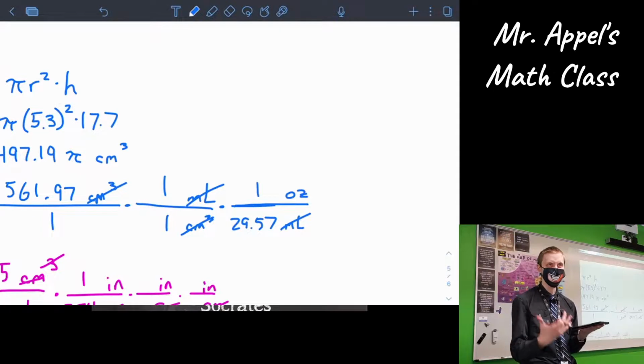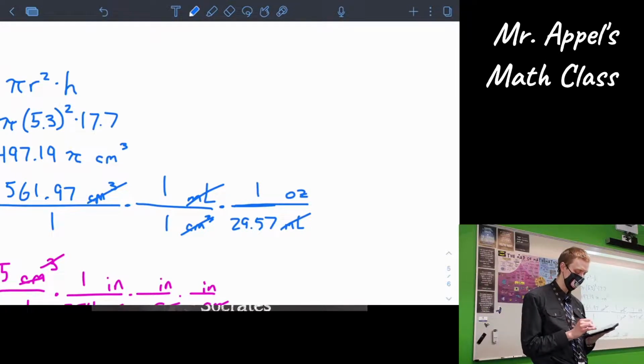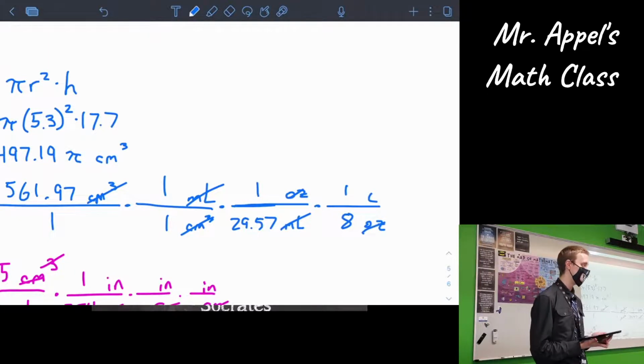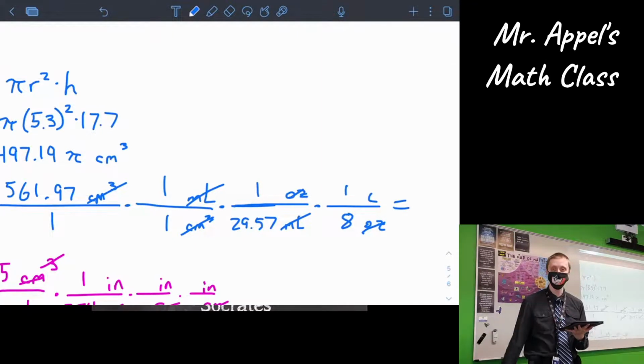Almost there. I've gotten to ounces. We at least recognize that. I've seen that written on bottles and cans and places. I'm going to go all the way to cups. So finally, put ounces on the bottom, cups on top. 1 cup holds 8 ounces. Now I can cross out ounces. The only unit left is cups. That's the one I wanted. I am done with the setup. And now we just multiply across.